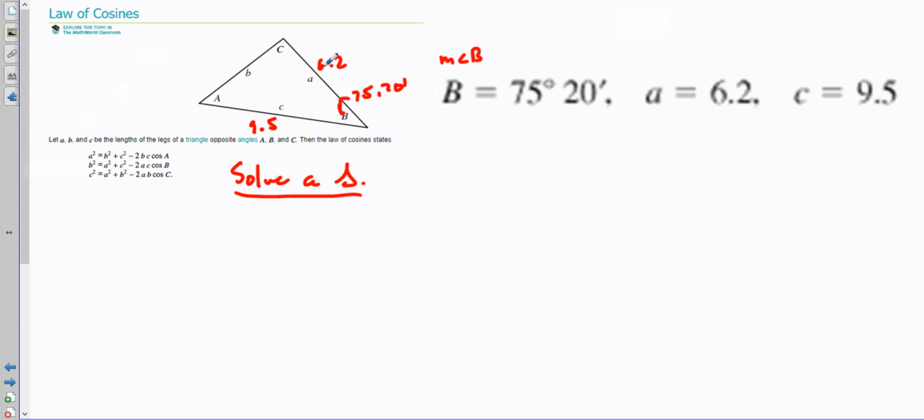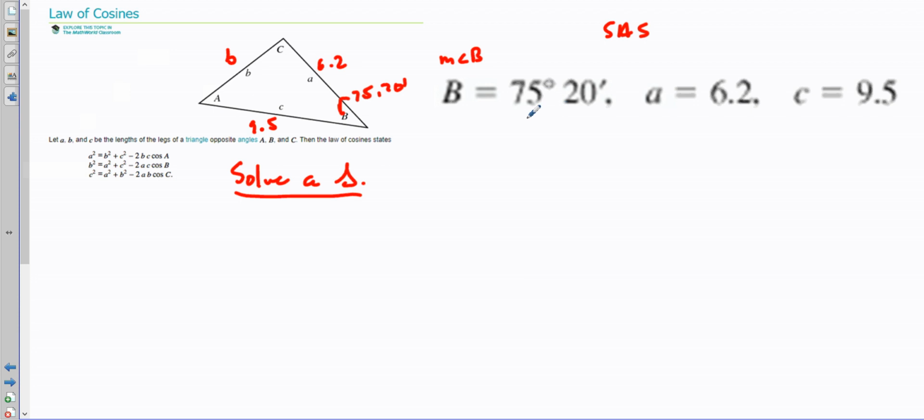Drawing this out, we see we have side angle side again. In order to solve this, we're going to first figure out side B. From there, we can figure out the other two sides. I don't know if I'm going to solve for all of this, but we're going to solve for B and the other angles, and hopefully this will help you use the law of cosines to solve for various triangles.